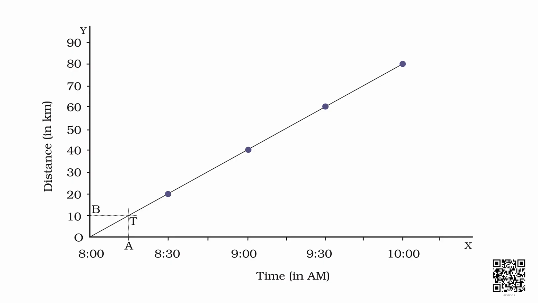We mark the point corresponding to the time 8:15 am on the x-axis as shown in this figure. Now suppose this point is A, and next we draw a line perpendicular to the x-axis at point A. We then mark the point T on the graph at which this perpendicular line intersects it, which you will see in this figure. Next, we draw a line through the point T parallel to the x-axis. This intersects the y-axis at the point B. The distance corresponding to the point B on the y-axis, that is OB, gives us the distance in kilometers covered by the bus at 8:15 am.